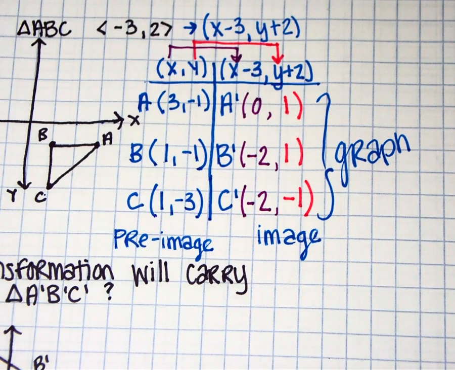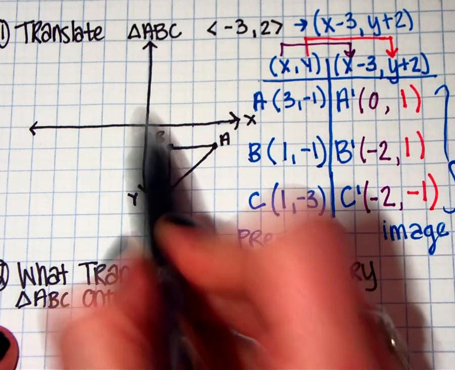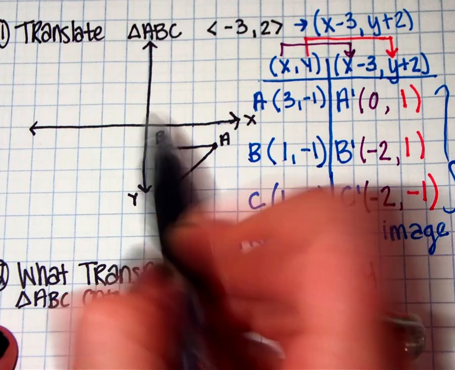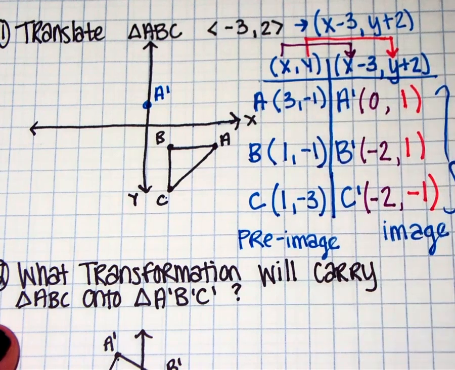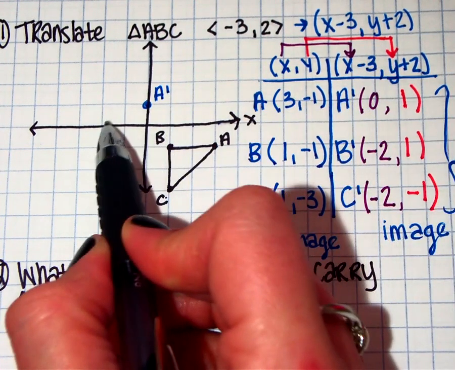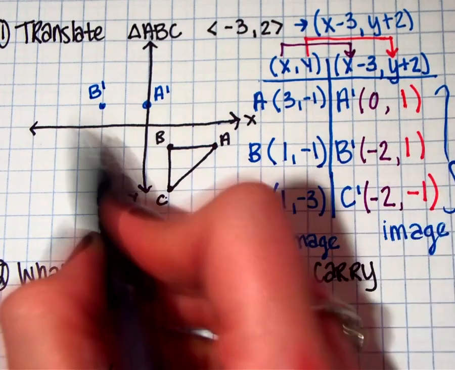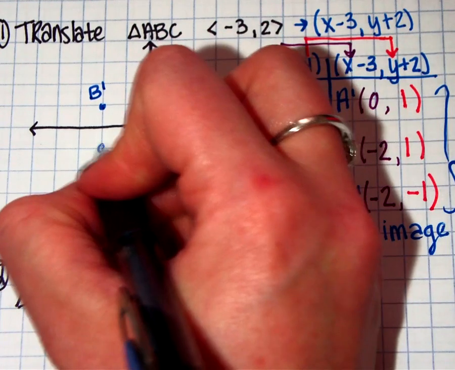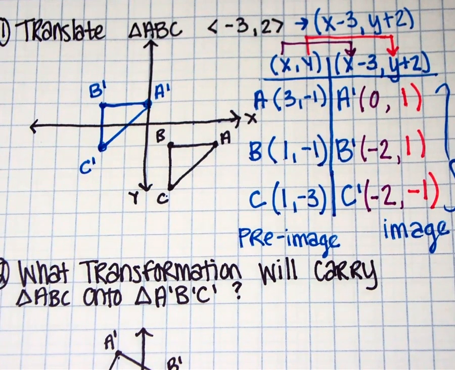All right, so I'm going to go back over to my chart. 0, 1 means I go 0 on the x-axis and up 1 on the y. So my new A prime is here. B prime, negative 2, up 1. So this is my B prime point. And C prime is negative 2, negative 1. You'll know if you did this correctly if your shape looks the same. If your shape gets larger or smaller, you've plotted a point incorrectly. So just be mindful that your shape, when you're translating, it's just a slide.